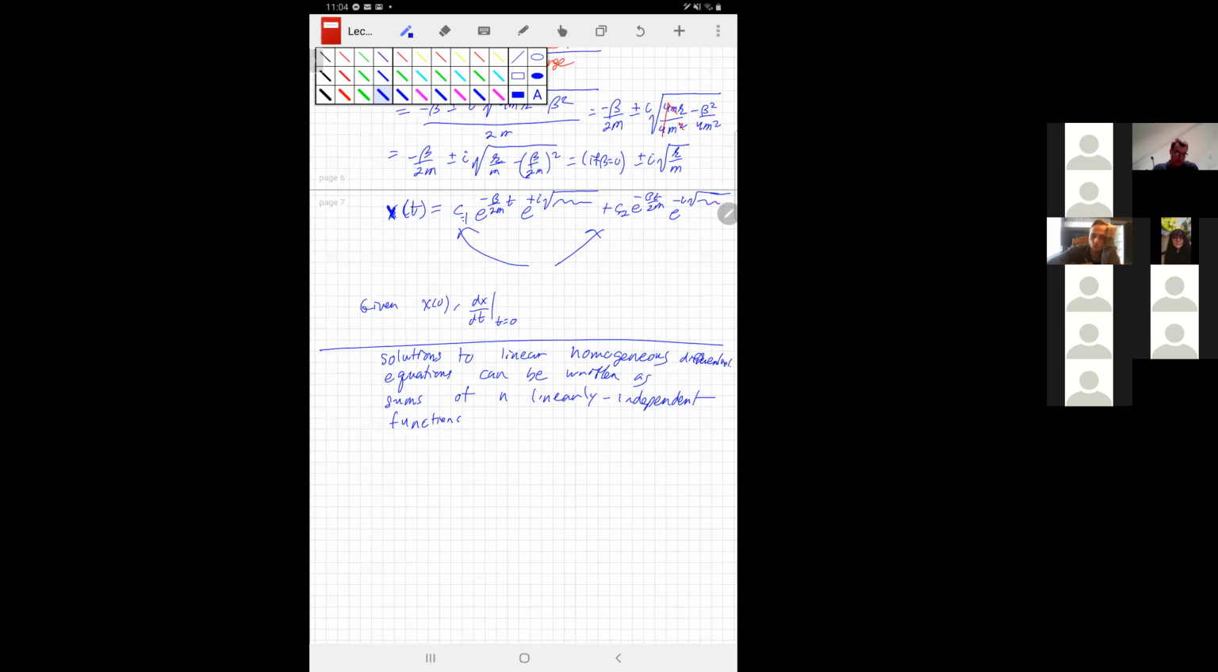And likewise, if it weren't beta and k and m, if we called our coefficients something else, still, we'd have e to the lambda 1 t, e to the lambda 2 t. Those would be our two independent solutions. And this idea should be reminding you of linear algebra right now. When I keep saying that we have a sum of n linearly independent solutions, that is why they put linear algebra and differential equations in the same class in the math department. That's why they teach them together.